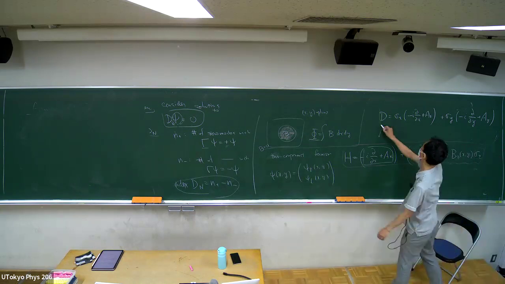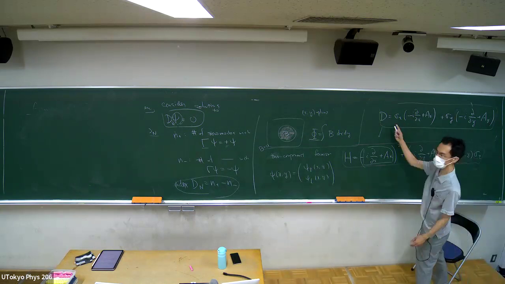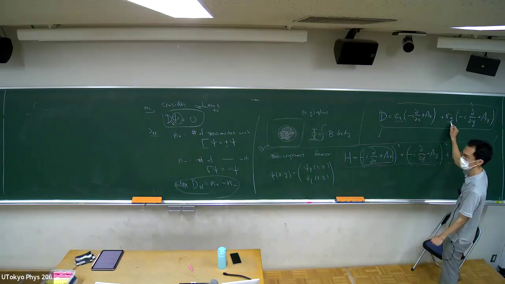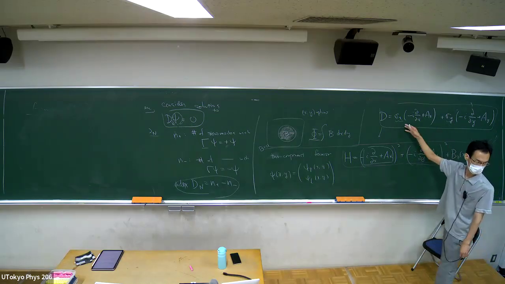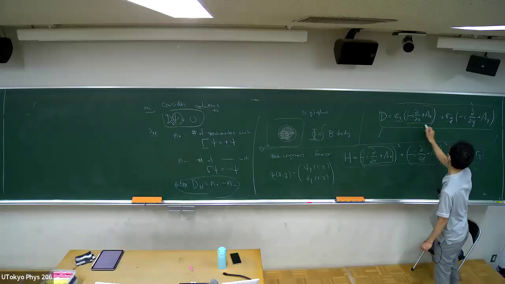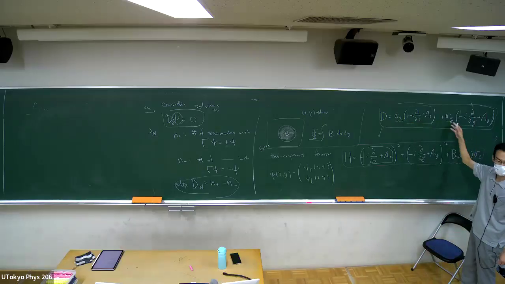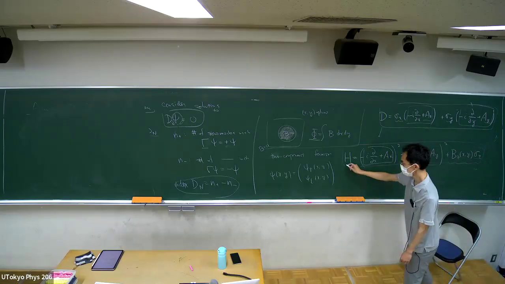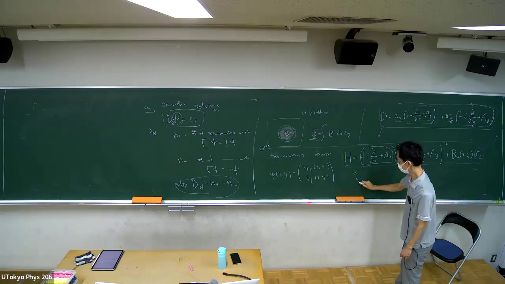But anyway, this is the operator D. This looks like a Dirac operator, right? You have sigma x and sigma y, which are the gamma matrices, and these are momentum operators coupled to the Maxwell gauge field. And it turns out that this H is D squared.